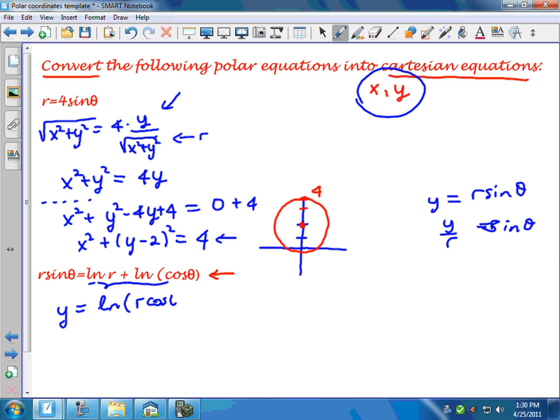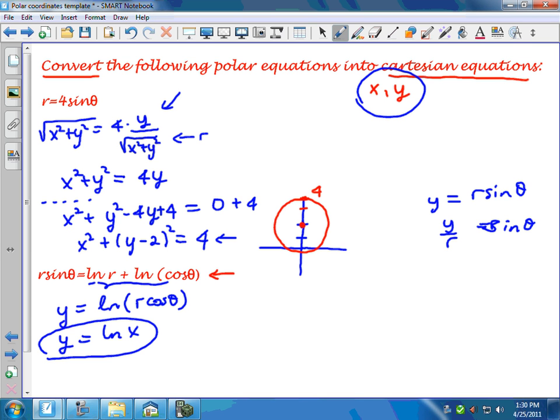R, exactly, you multiply the quantities within the logs. And what is r cosine theta? X, right? So here we have y equals ln x. Very interesting, because some things are easier in polar coordinates, but some things are a lot harder. Think about y equals ln x. What is it going to look like in polar coordinates?